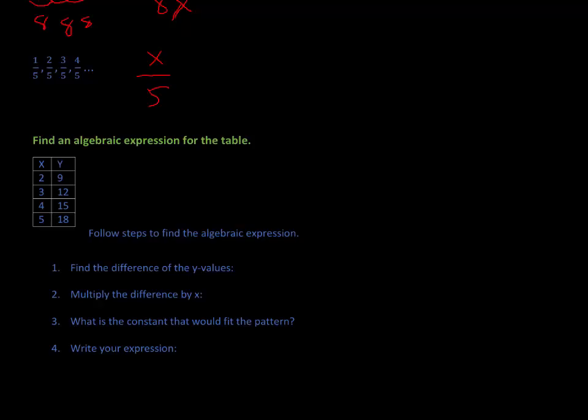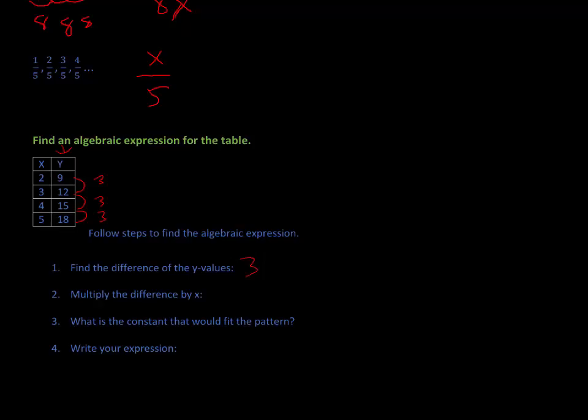All right, so the first thing we want to do is find the difference of all the y values. So this column is our y column, and we need the difference between 9 and 12, 12 and 15, and 15 and 18. So between 9 and 12, we know it's 3. Between 12 and 15 is 3, and 15 and 18 is 3. So 3 would be the difference.